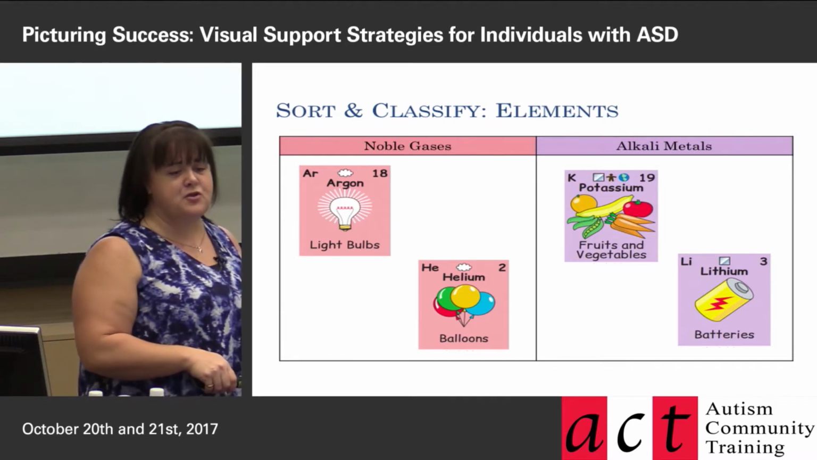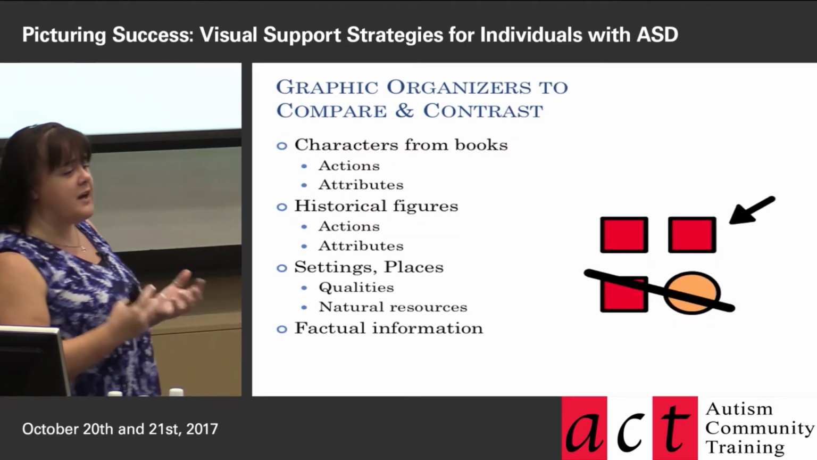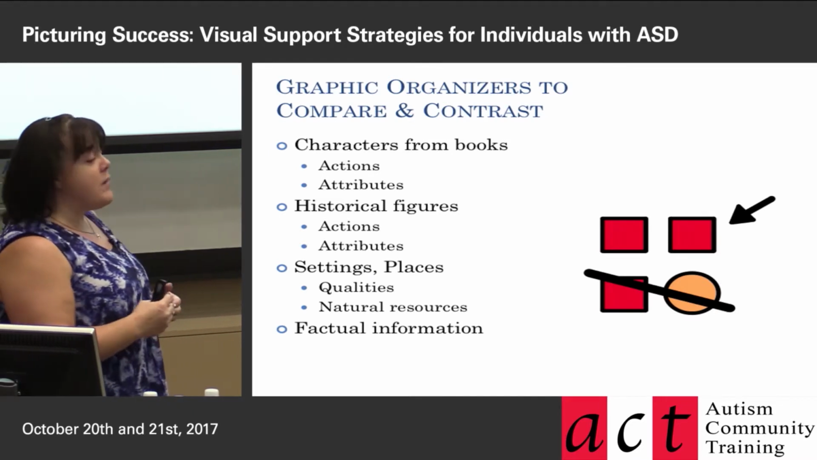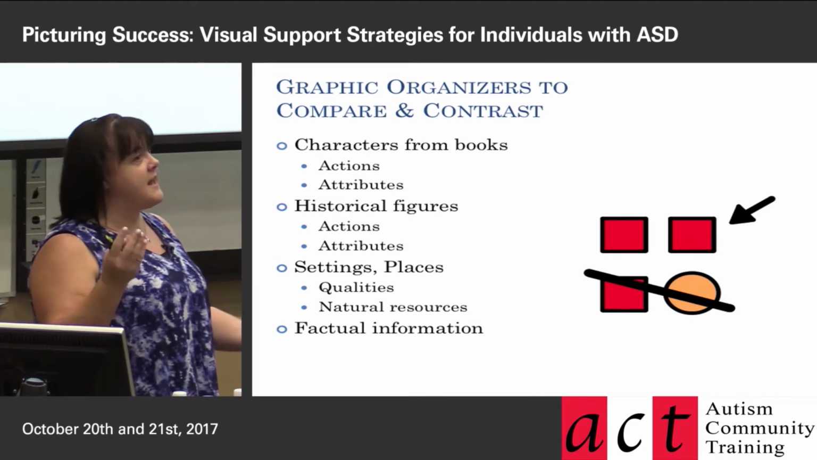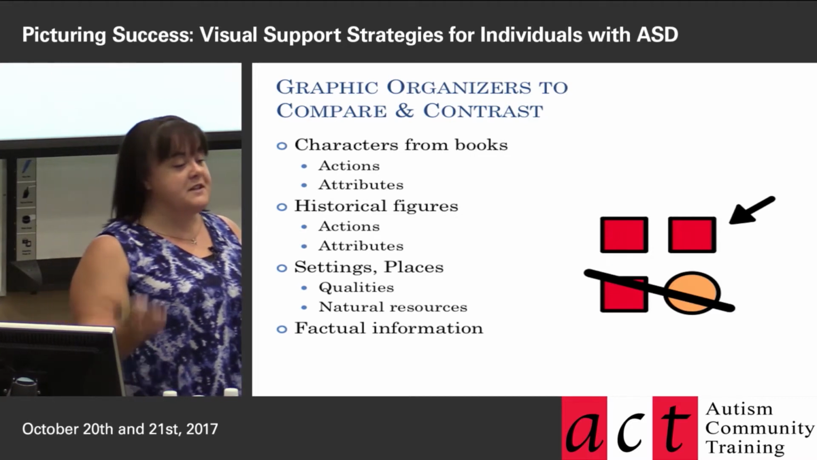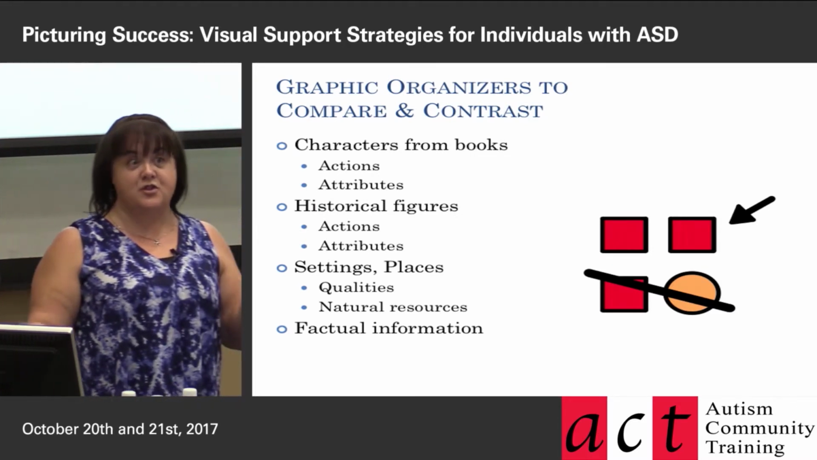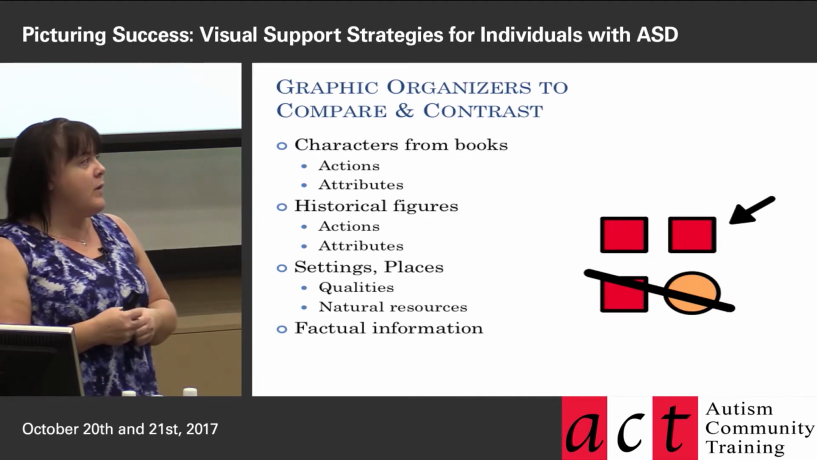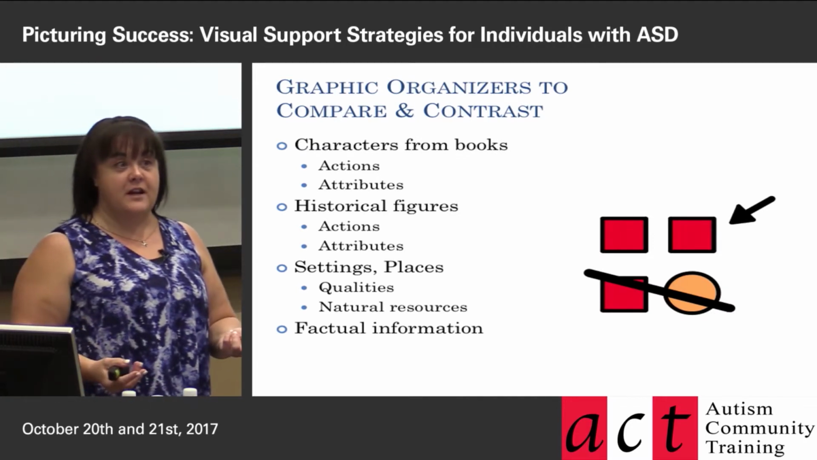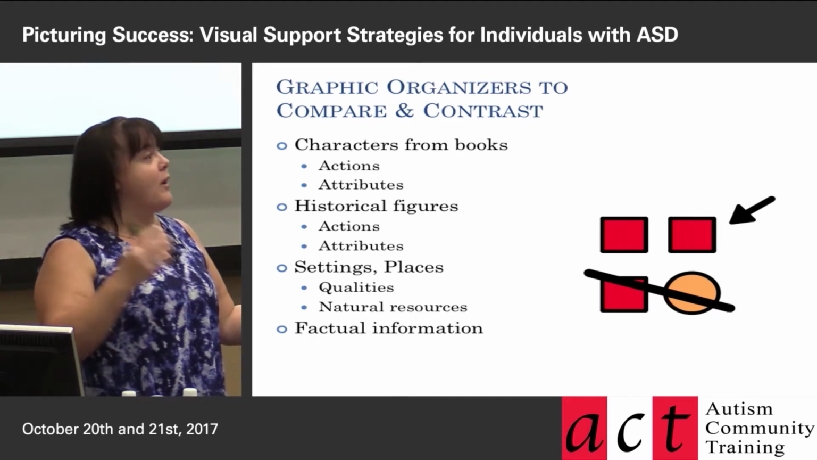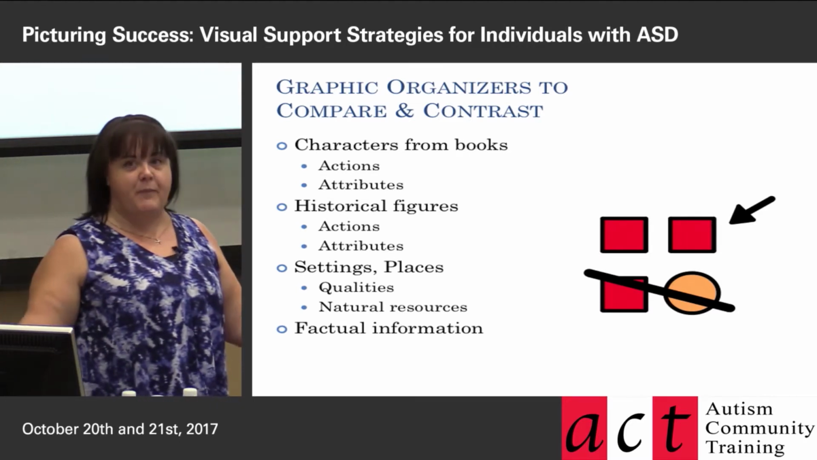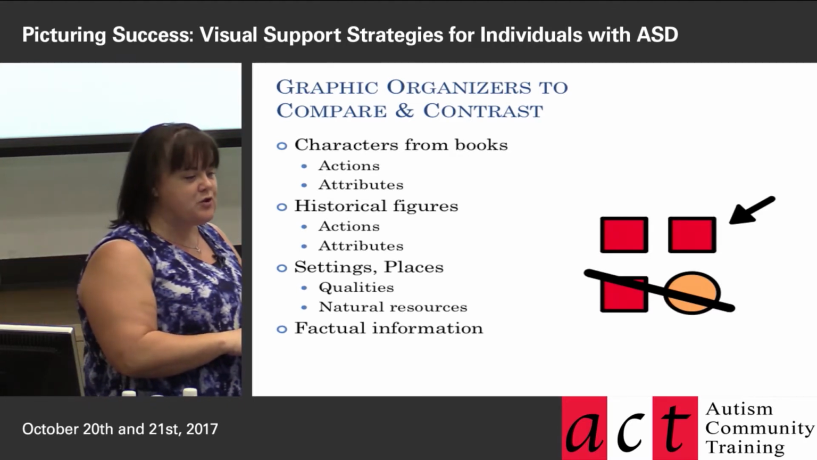Looking at comparing and contrasting. We can compare and contrast all kinds of information. We can look at characters from books and compare and contrast the different actions of characters or the different attributes of characters, the way in which they behave. We can do the same for historical figures, right? We could take different prime ministers over the years and compare and contrast their various attributes.